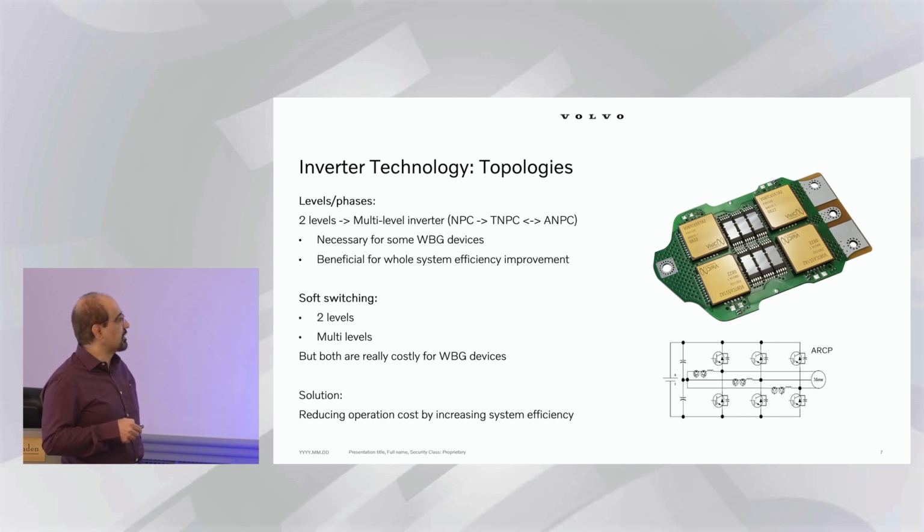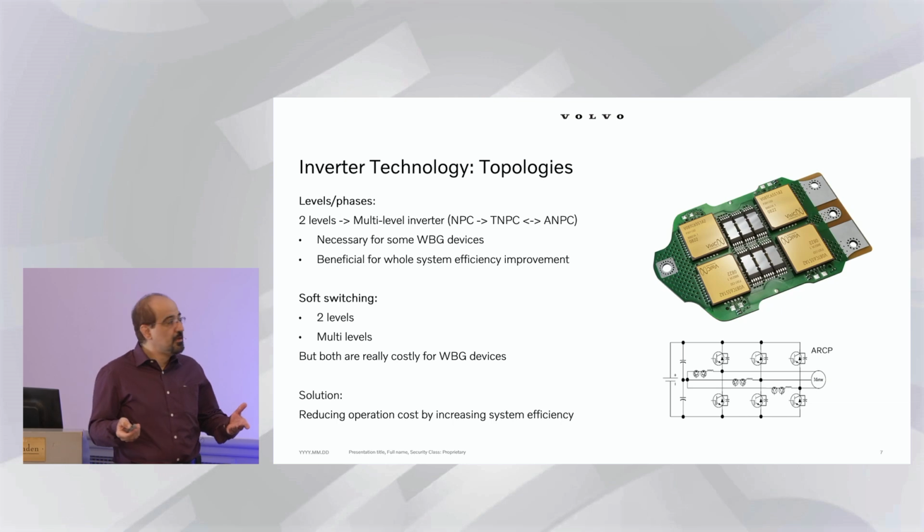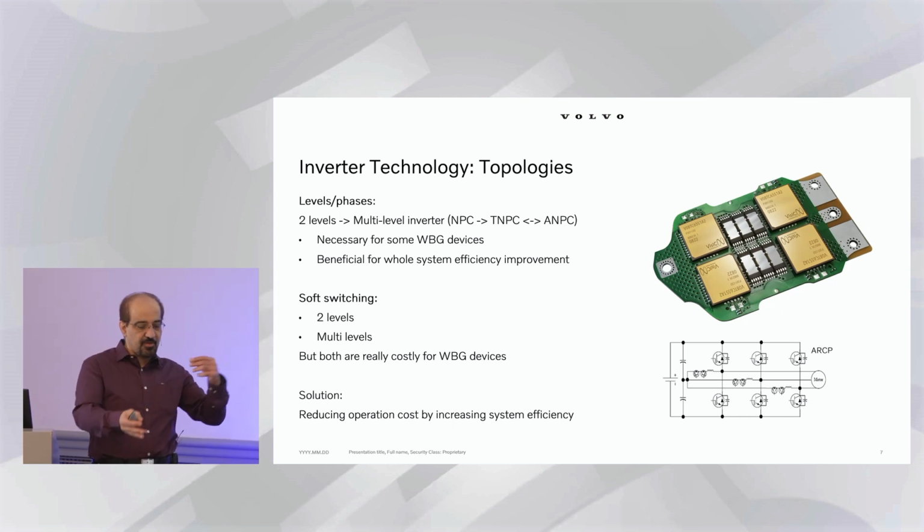The only solution we can see is to reduce the operational cost by increasing the system efficiency. What does it mean? If I increase the efficiency, I reduce the energy that I lose, then I can use fewer cells in the battery, save that cost, and use it for these wide bandgap devices. We call this an operational cost.